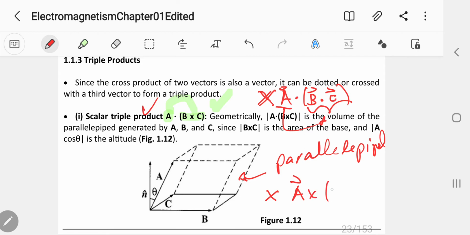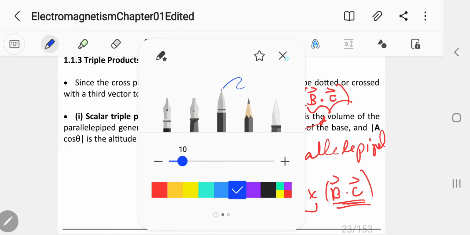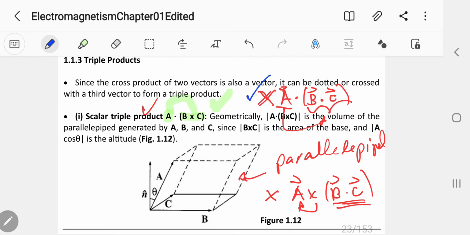A cross B dot C. That is also wrong. Why? Because this is a scalar and you cannot cross a scalar to a vector. So this one is wrong, and also this one is wrong. This is the correct one.